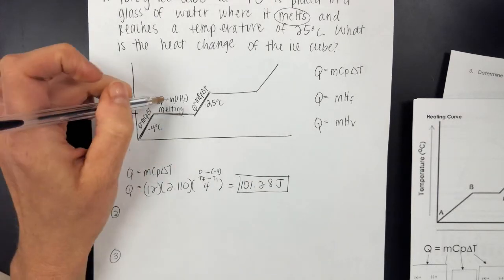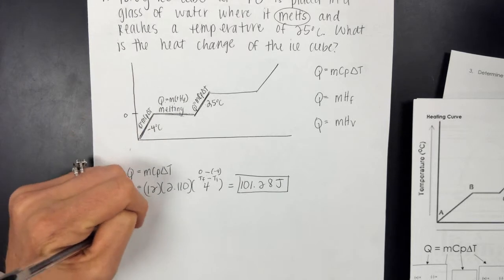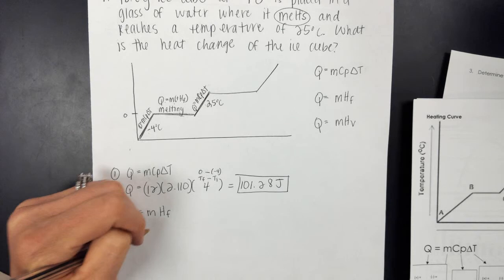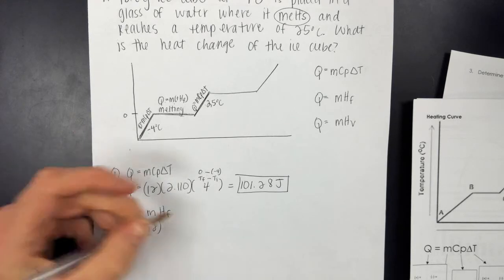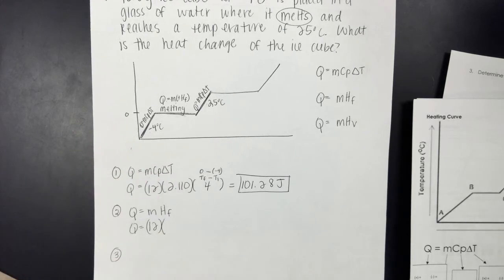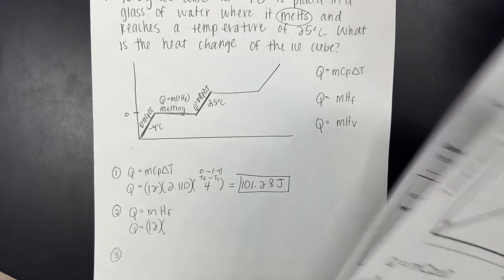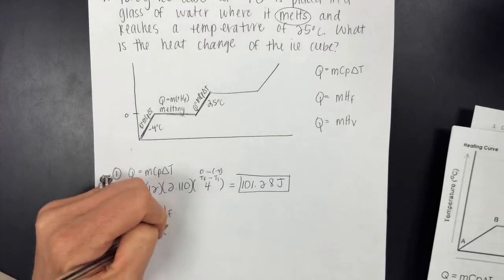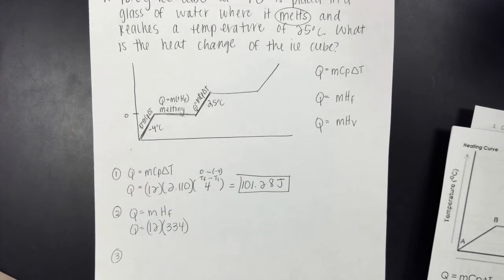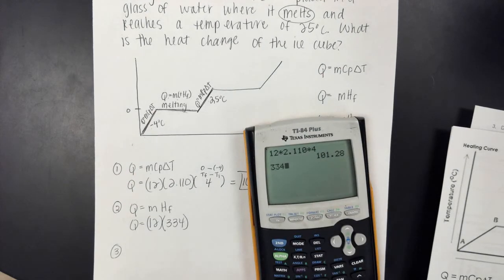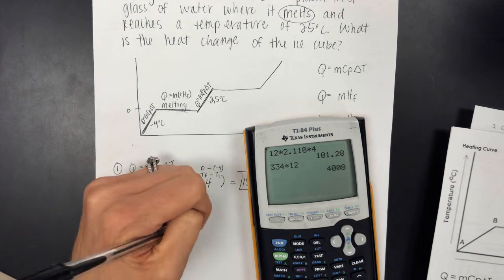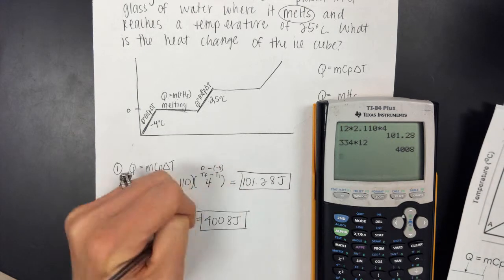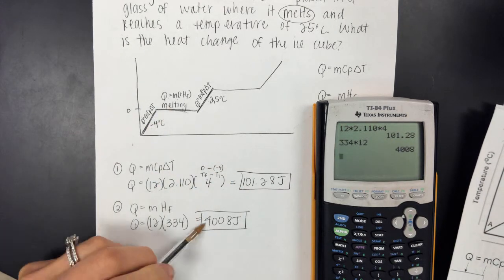My next step is Q equals the mass times the positive heat of fusion because I'm melting. So Q equals 12, still 12, nothing's gone, times the heat of fusion for melting. Okay, so 334, and I'm using a positive 334 because it's melting. So 4,008 joules right there is absorbed because it's positive.